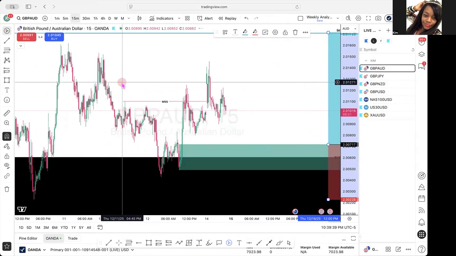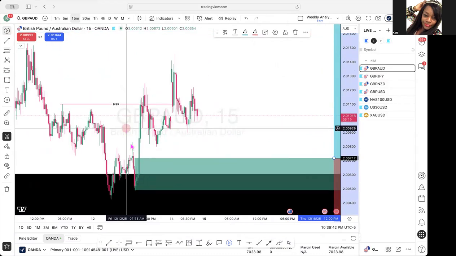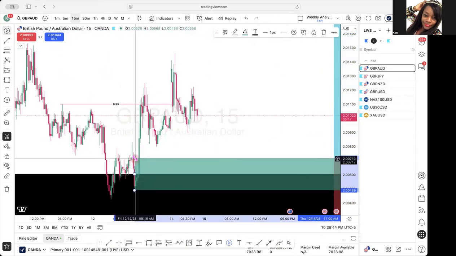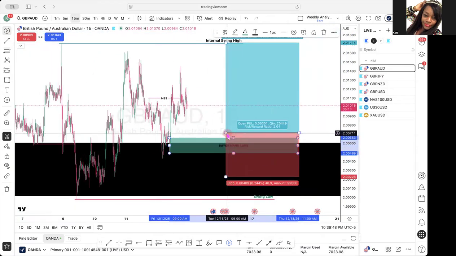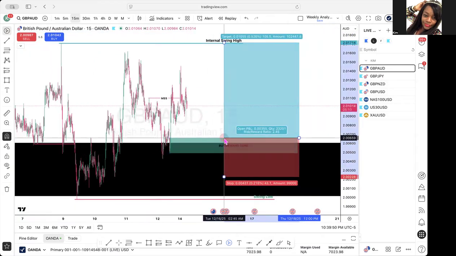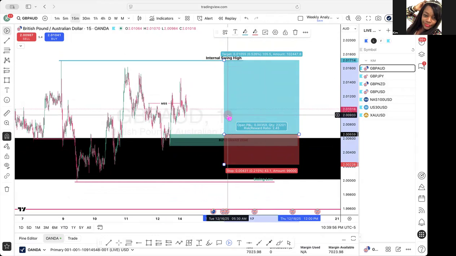If you want to narrow it down, go down to the 15-minute. And this would be the demand zone. So that would mean I would bring this down just a little to that zone. And you would likely get 100 pips out of here. Okay, so this would be the zone that I would look to buy from.